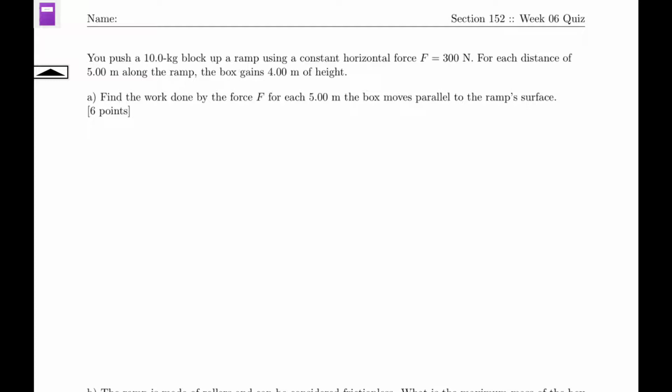Push a 10 kilogram block up a ramp using a constant horizontal force for each distance of 5 meters. The box gains 4 meters in height.